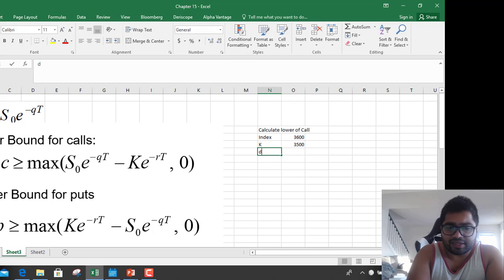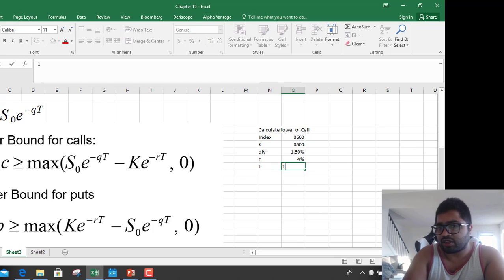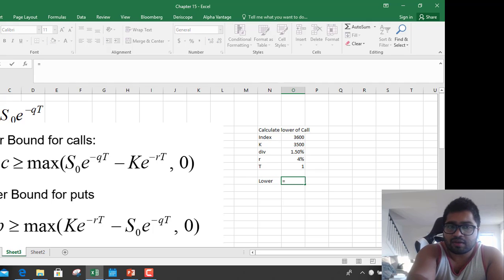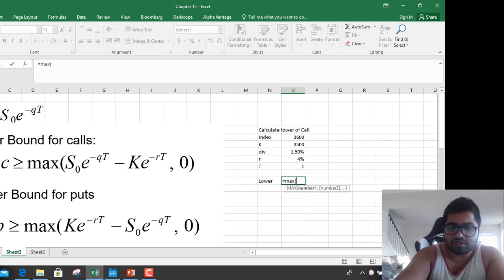Then the dividend yield of the S&P 500 is 1.5%. The risk-free rate is given to be 4%. And for simplicity, let's take one-year options, so time is 1. Now what will be the lower bound of the call option? You will calculate it using the max function. So the first term is S0 e^(-qT) minus K e^(-rT).